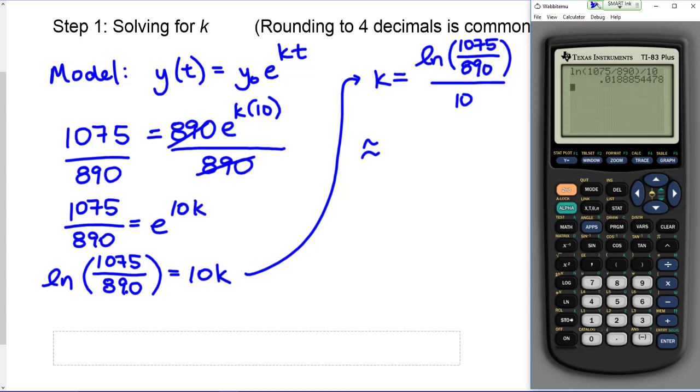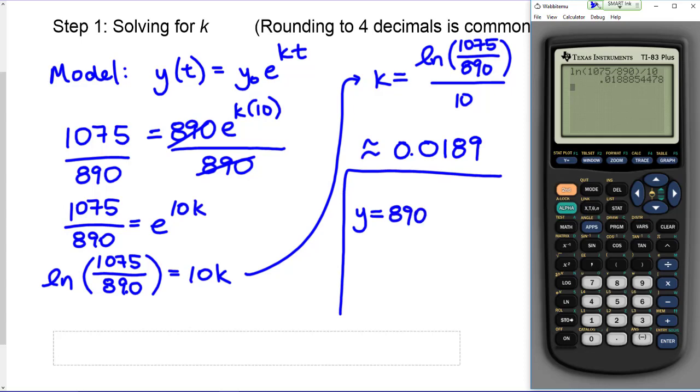0.018885, which I'm just going to round to, I think I'll use 4 decimal places because I said 4 decimals is common, so I'll just use that. 0.0189. And if your homework says to use 3, follow those instructions, obviously. All right, so now that makes my model look like y equals 890 e to the 0.0189t. So that's my model for growth.